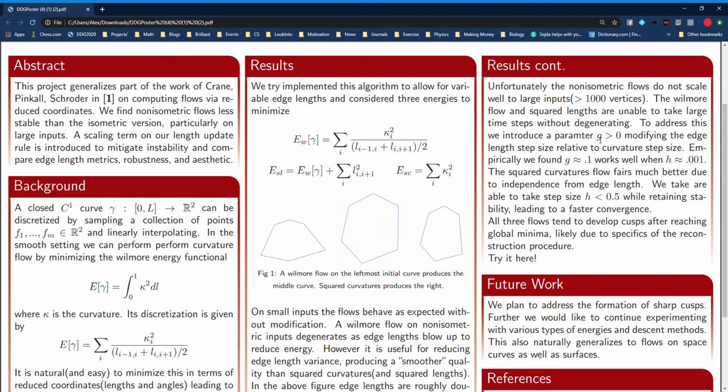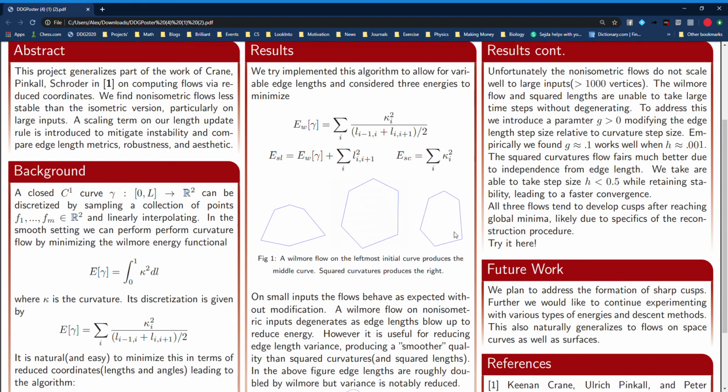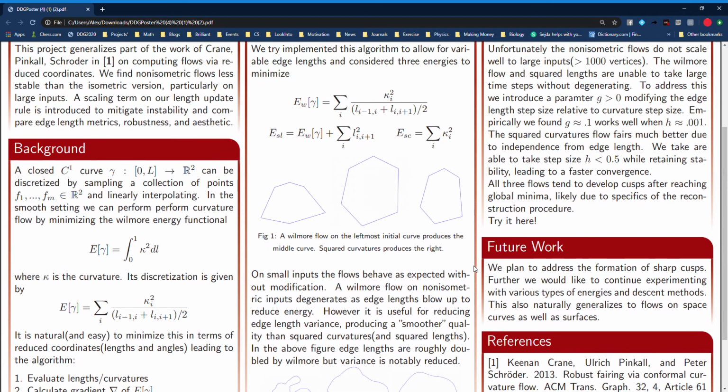And in addition, we need to introduce this scaling parameter g, which updates the length parameters relative to the curvature parameters at some prescribed rate. We found that g equals 0.1 works kind of well when h is around this size. And this produces somewhat stable flows, although still somewhat lacking because, as you can see here, these cusps develop. And the reason we think for that is because of some reconstruction procedure that we're going through.